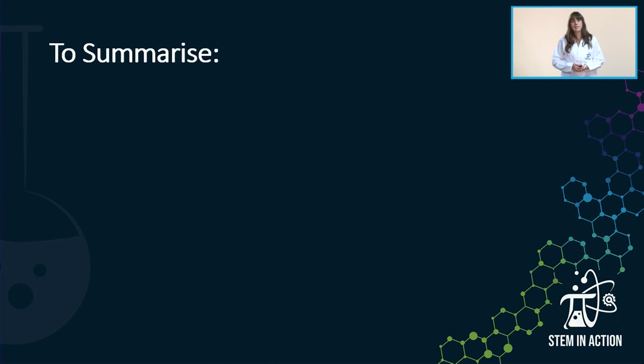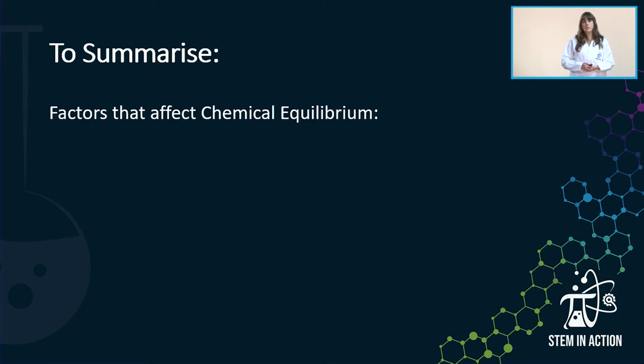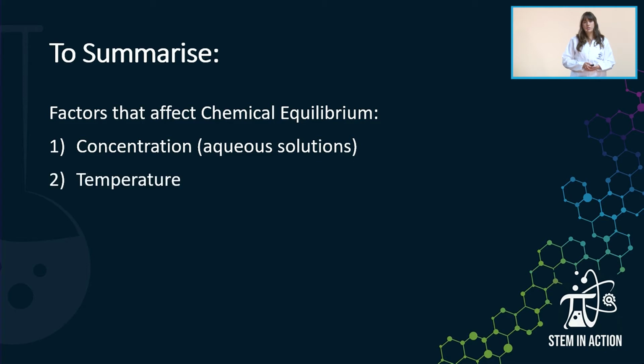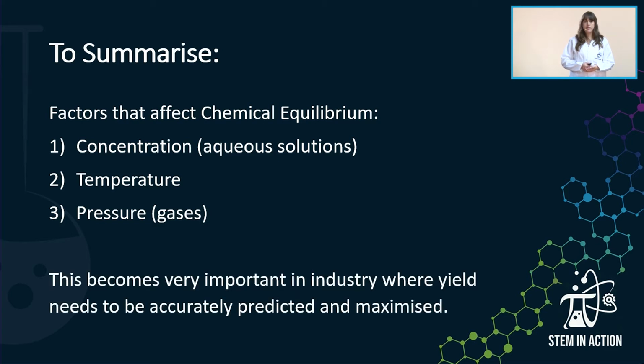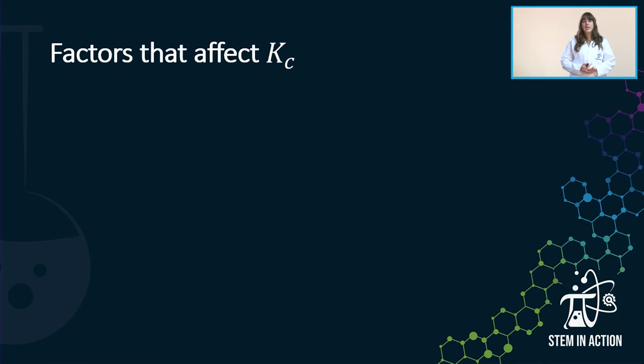So to summarize, the three factors that will affect our equilibrium and cause it to shift are the concentration of aqueous solutions, the temperature of a system, and the pressure when we're looking at gases. This becomes particularly important when we look at industry, where the yield of reactions needs to be accurately predicted and of course maximized.